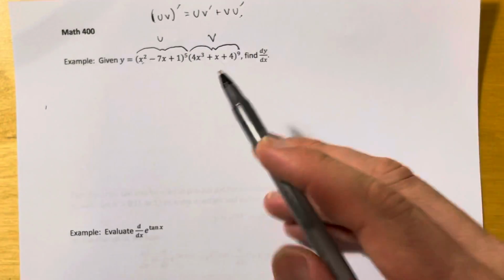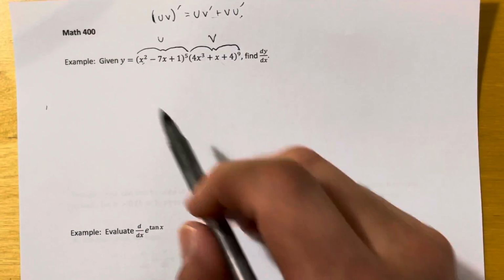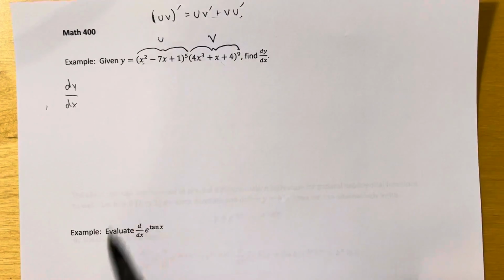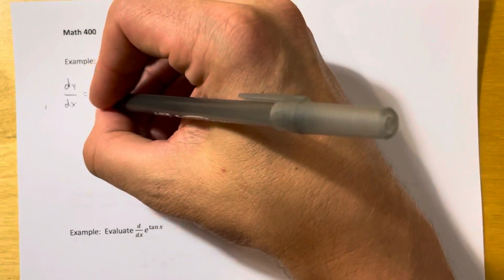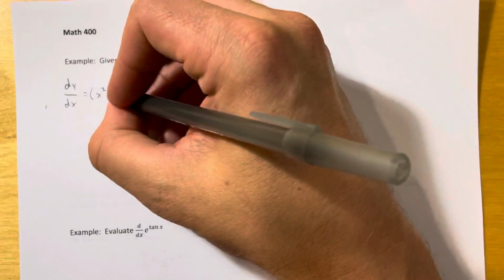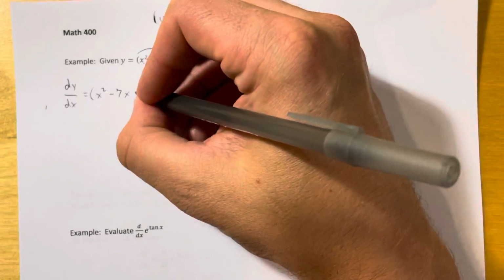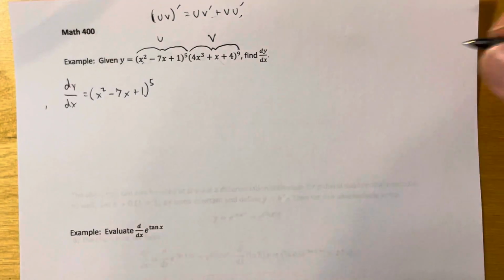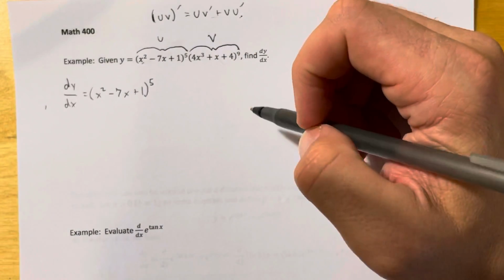So let's start by kind of working with this product rule. The derivative dy dx is equal to uv prime. So u is not going to change in this first step. x squared minus 7x plus 1 to the 5th power times v prime. So now let's find v prime.